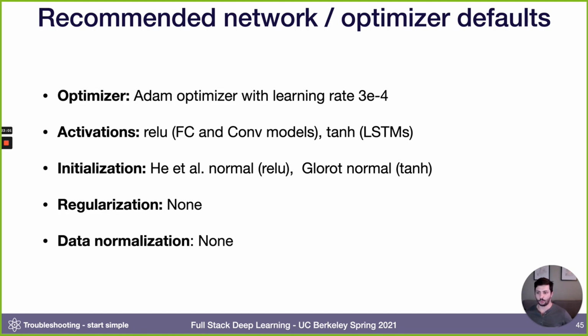And then importantly, I would recommend in the first implementation that you do, not starting with any regularization or data normalization. The reason for that is that regularization and data normalization, things like batch norm, are a very, very common source of bugs. So until you know that you need those things, I would leave them out of your implementation so you can make sure that the rest of your implementation is bug-free before you add something like batch norm.